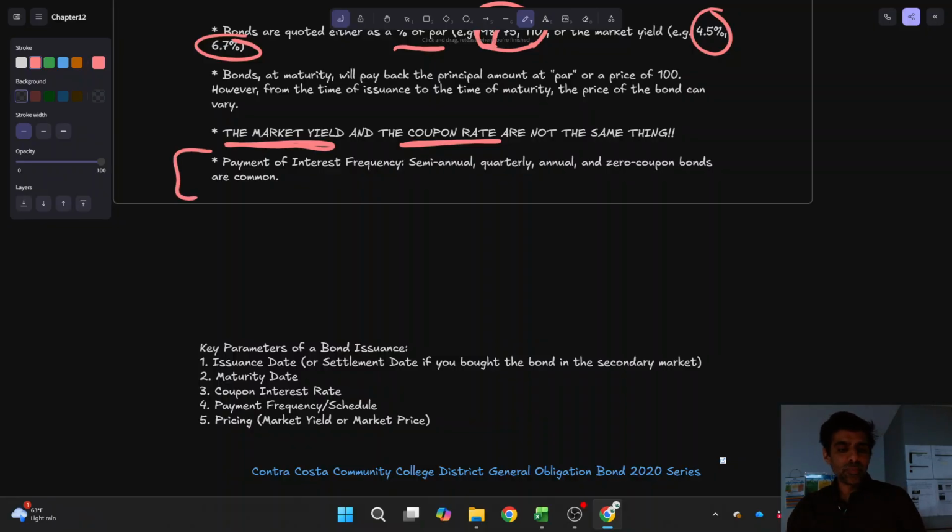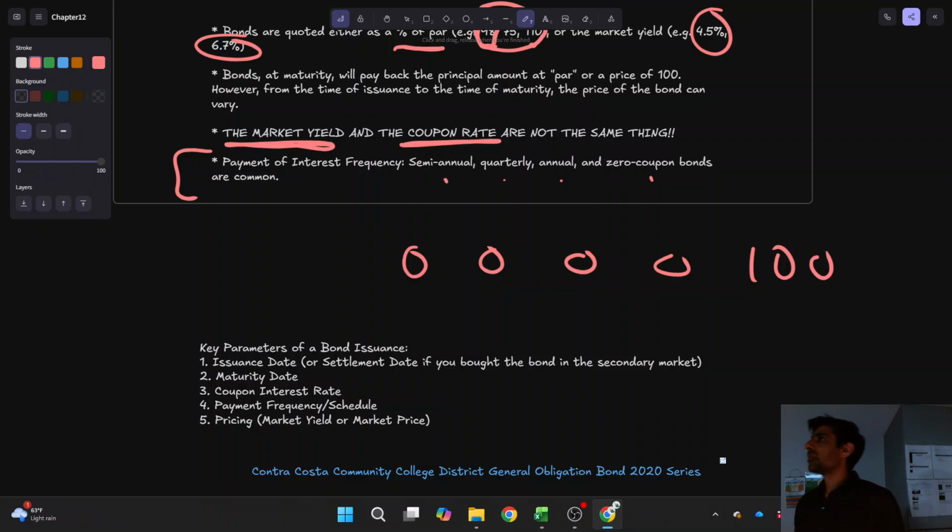The payment of interest can follow different schedules: semi-annual, quarterly, annual. There are some bonds that are zero coupon, meaning that they only pay out the par value at the end. So how would an investor ever make money on that? Let's say it's a 5 year zero coupon bond, the cash flow is 0, 0, 0, 0, 100. So what if you're an investor, how much are you going to pay for this? This is year one, year two, year three, year four, and year five. And right now you're at year zero.